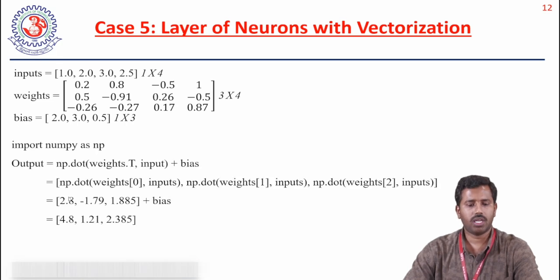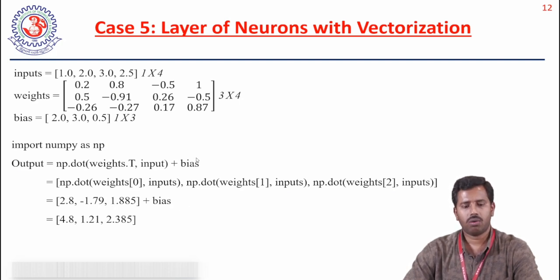If you observe the vectorized representation after importing NumPy, you are taking weights dot T. Dot T means you are applying transpose on weights, so that 3 by 4 becomes 4 by 3, comma input, plus bias. It takes every row element from the weights and applies the transpose. The final answer is the same as your previous manual tracing.